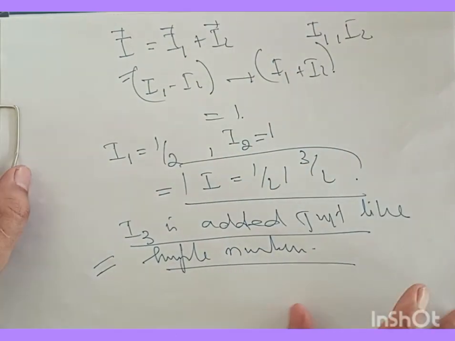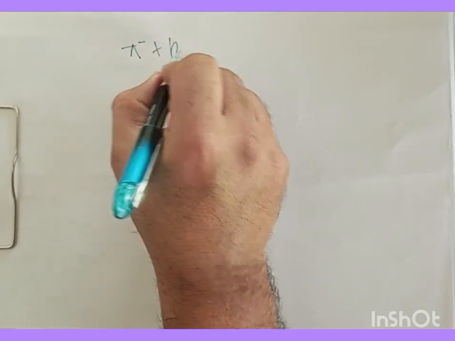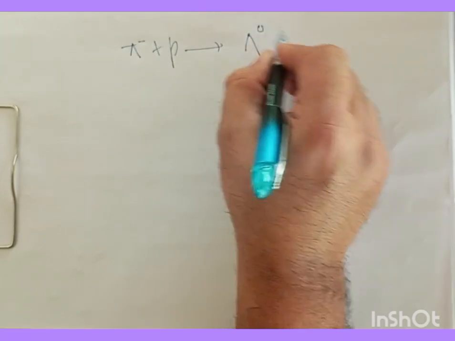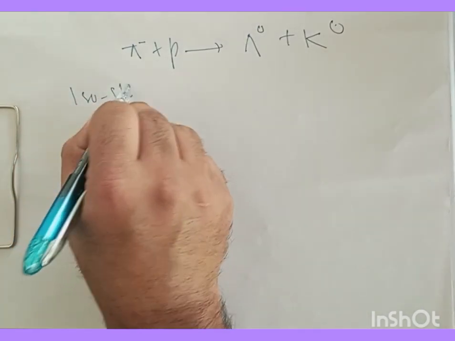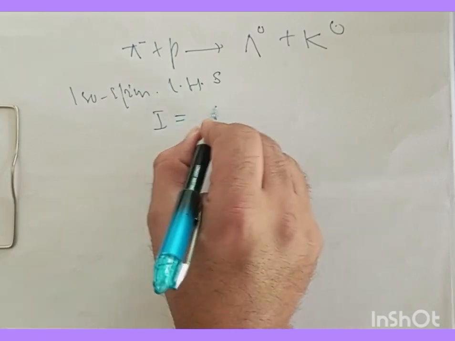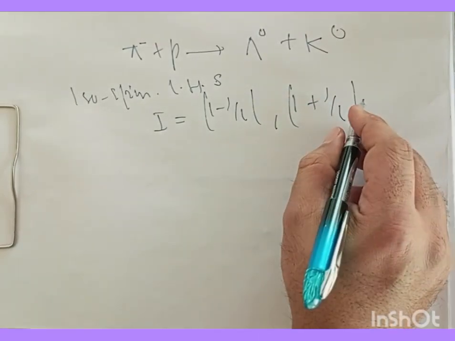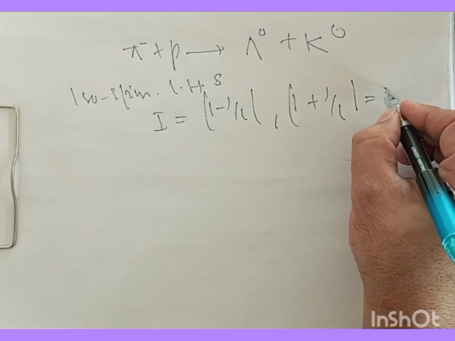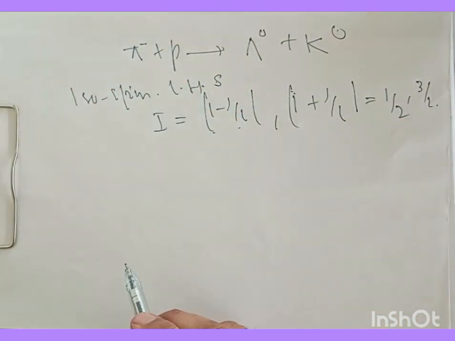Now let's understand this through an example. Say I take a pi negative meson and a proton, and this gives lambda neutral and K neutral. Let's go with the isospin of the left-hand side. Here I will be 1 minus 1 by 2 and 1 plus 1 by 2. So I get 1 by 2 when I subtract the two, and 3 by 2 when I add the two. This is the left-hand isospin.